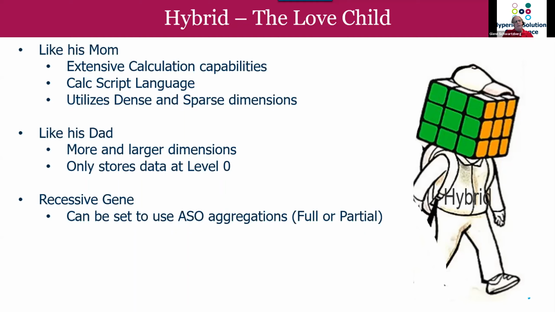So we kind of get the best of both worlds. Now, he does have a recessive gene that can show up, and that's that you can mix and match whether or not you want a cube to be fully hybrid or if you want it to be partially hybrid. And we'll actually talk about the reason and the use case of why you might want it to be partially hybrid. In many cases, it will actually improve performance for us.